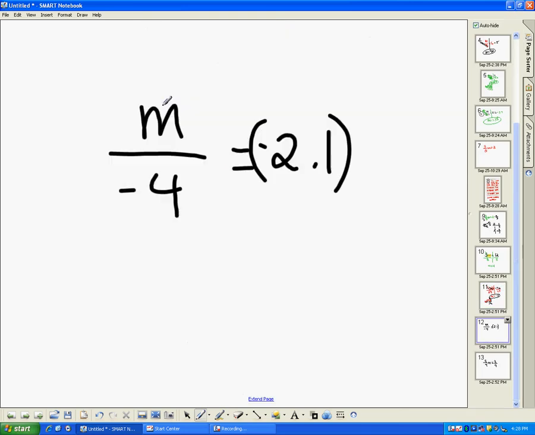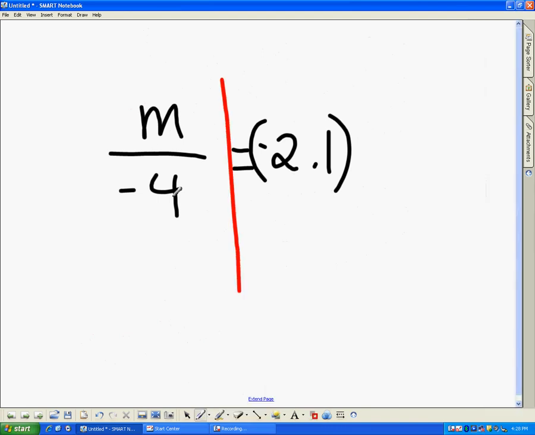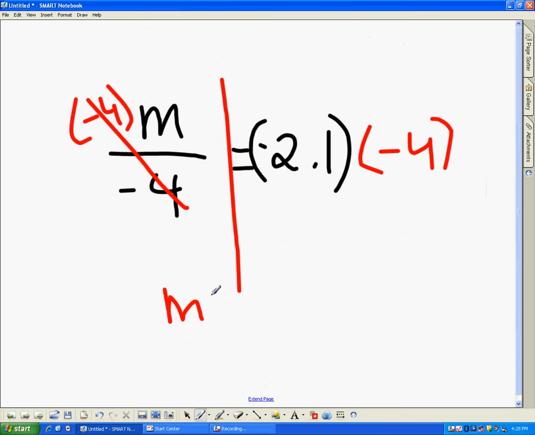Now, on problems where you are dividing, again, you're going to do the opposite. So I've got two sides here to my equation. m is being divided by negative 4. So to solve this, I'm going to multiply both sides by negative 4. My negative 4's cancel out over here, so I'm left with m is equal to negative 2.1 times negative 4. Well, a negative times a negative is positive, so I know my answer is going to be positive.